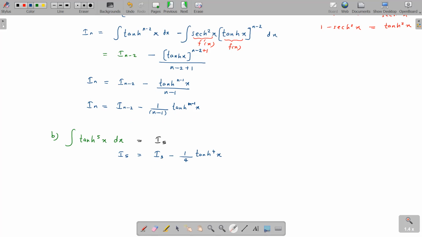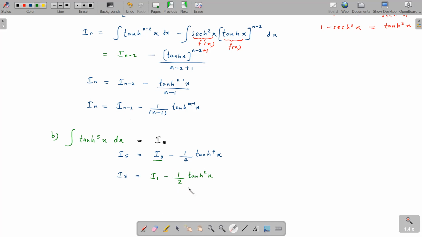Now let's go for I3. So how do we go for I3? I5 equals, because I'm trying to find I5, go for I3 and replace it. So now replace the n with 3. What do you get here? I3 minus 1 is I1, minus 1 over 3 minus 1, which is, sorry, 3 minus 1 is 2, into tan square x. Are you with me? So do you think I should go for I1? You can see if I put I1 here, we get I negative 1.